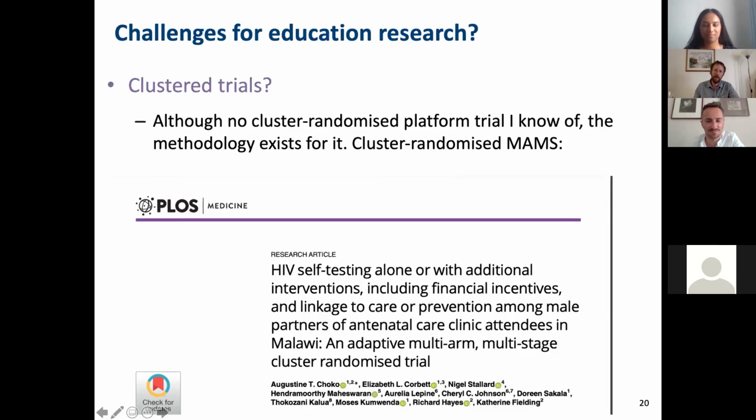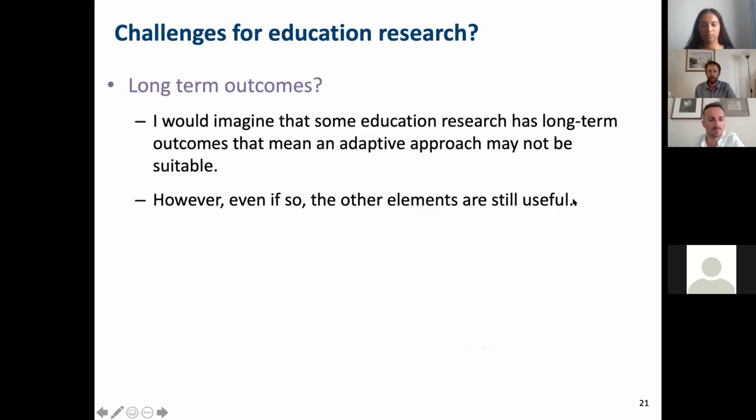But there is an example of a cluster randomized multi-arm, multi-stage, so with the shared control group and the adaptive element. It's not an education research study, but it is an example of a cluster randomized multi-arm, multi-stage. Michael's really the expert in cluster randomized trials and using adaptive approaches, so it's good that he's here. He can answer questions if they come up on that.